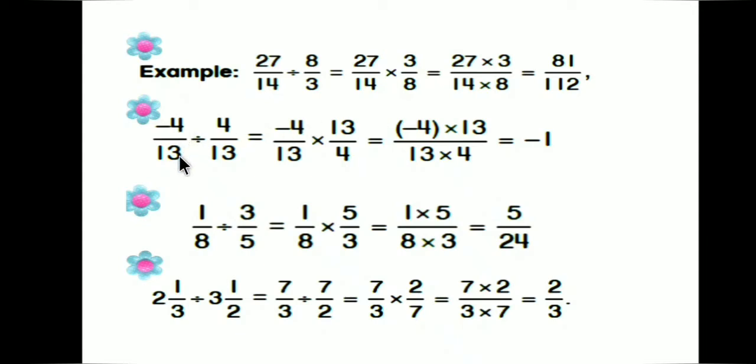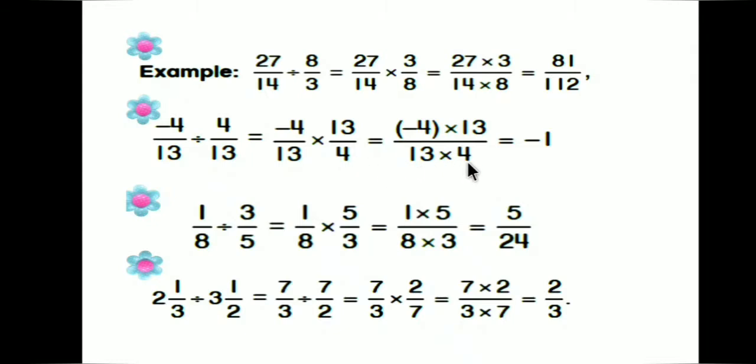Our second example is minus 4 upon 13 divided by 4 upon 13. We will follow the same steps. We will write the first rational number as it is. So the first rational number is minus 4 upon 13. Then we will change the division sign to multiplication. Now we will multiply the first rational number with the reciprocal of the second rational number. The reciprocal of 4 upon 13 is 13 upon 4. This can be written as minus 4 into 13 upon 13 into 4.